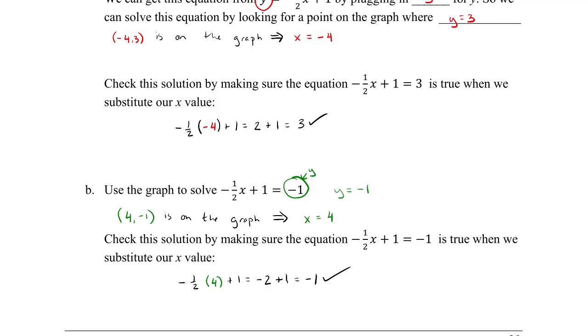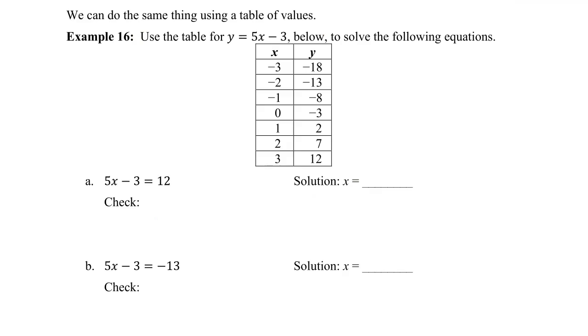We can do the same thing with a table of values. So here we have a table of values for the equation y equals 5x minus 3. So each of these y values is what we get if we take 5 times the x value minus 3. So if we want to find a solution to the equation 5x minus 3 is 12, this is a value of y. We find a 12 in the y column. We see that the corresponding value of x is 3, and so the solution is x equals 3.